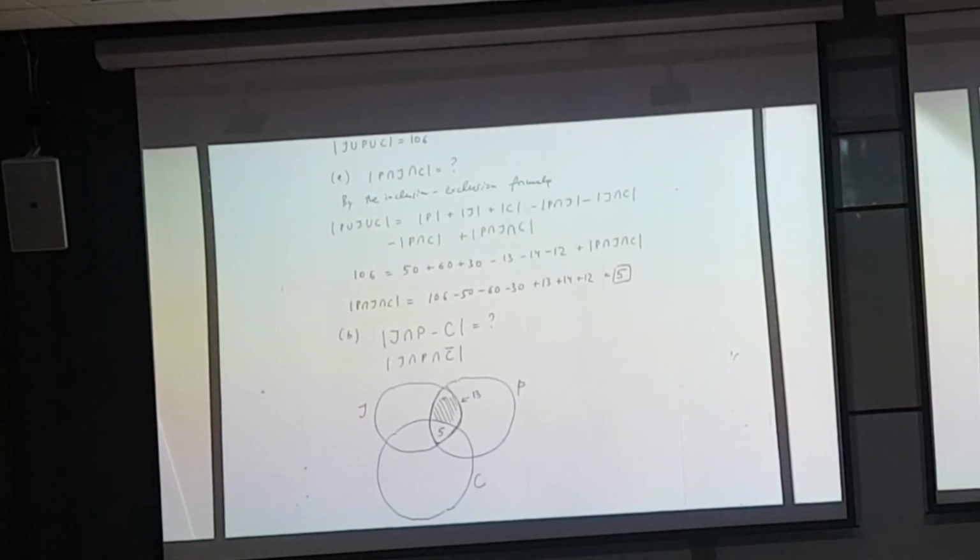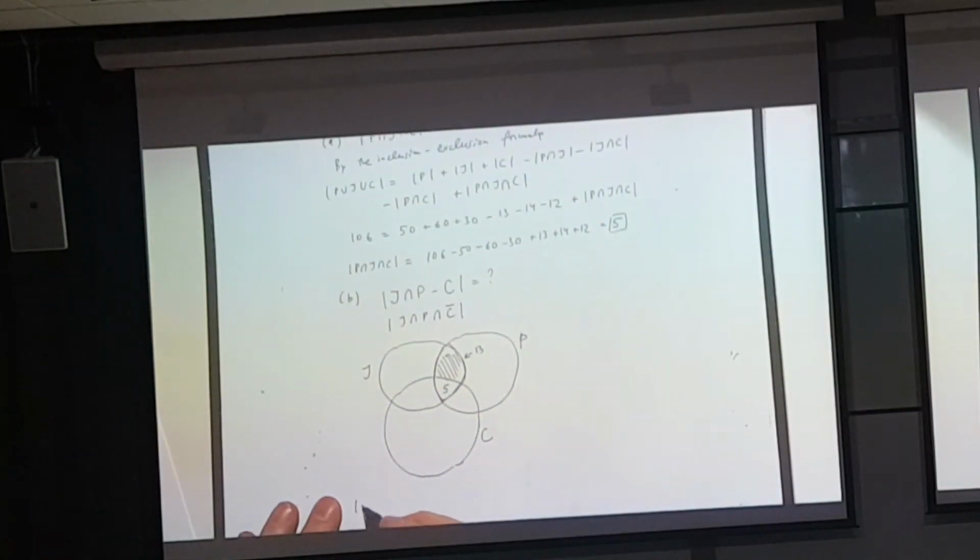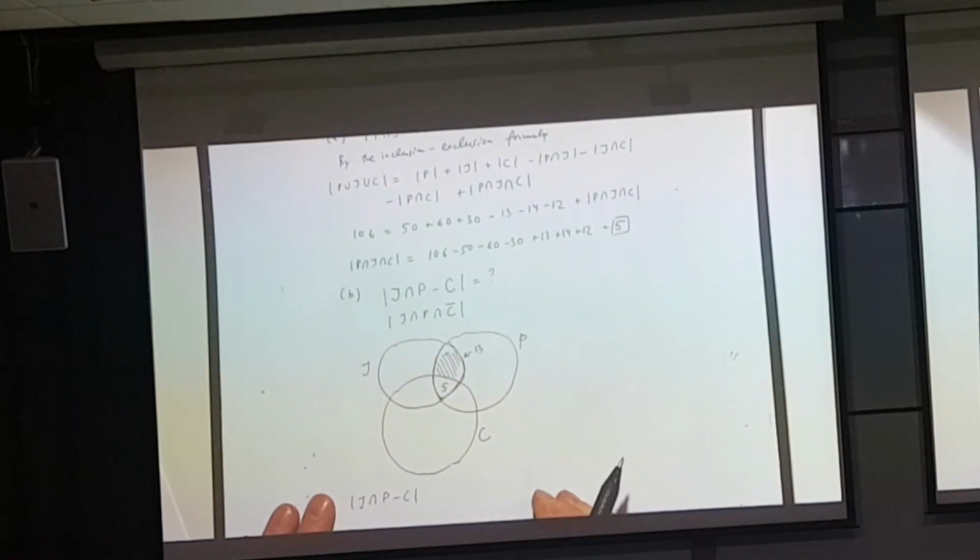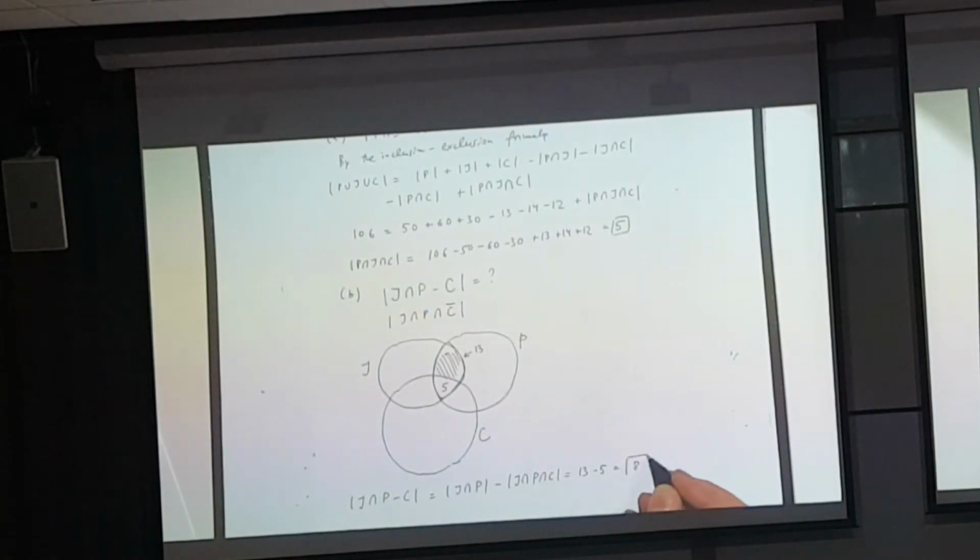Then here comes the solution, and we can write it like this. The number of elements in J intersection P minus C equals the number of elements in J intersection P minus the number of elements in the triple intersection. Substituting the numbers, that gives us 13 minus 5, which is equal to 8. Okay.